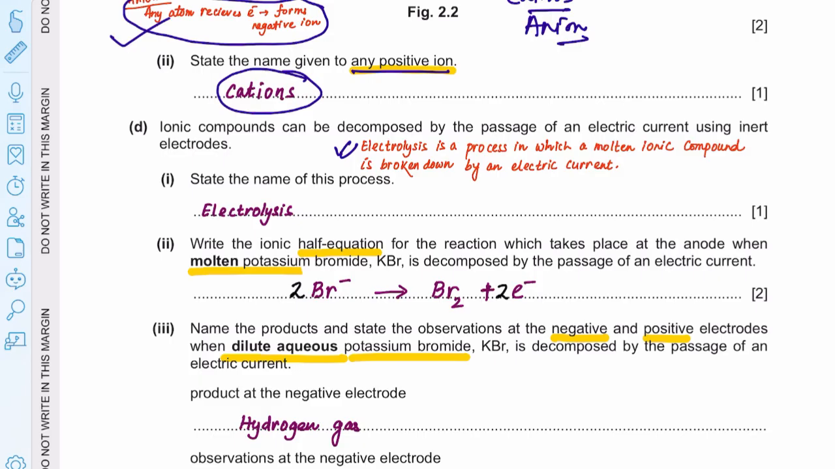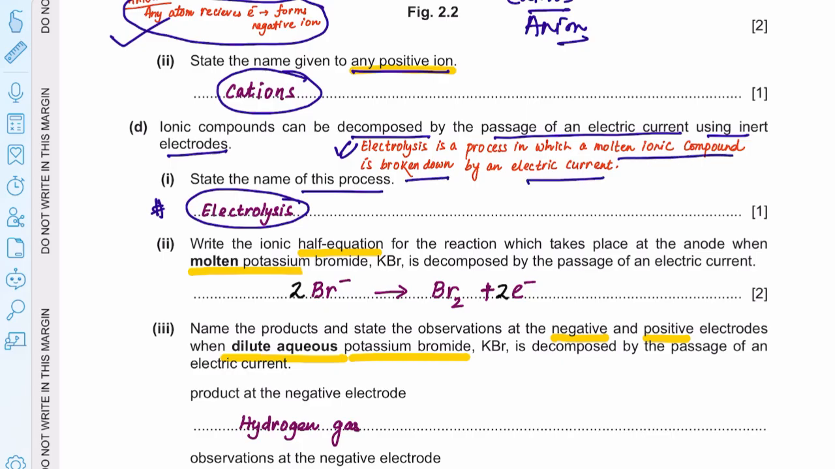Ionic compounds can be decomposed by the passage of electric current using inert electrodes. State the name of this process. Yes, this process is named electrolysis, because electrolysis is a process in which a molten ionic compound is broken down by electric current. That's why it is known as electrolysis.